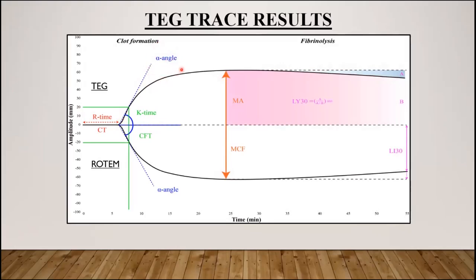This alpha angle is the angle which the tangent makes with the horizontal, and this tangent is drawn at the point of 2 mm amplitude. Then we have the maximum amplitude, which is the maximum vertical height attained by the graph. Next is the LY30, that is the percentage decrease in the amplitude of the graph after 30 minutes of maximum amplitude attainment. And then we have the LY60, that is the percentage decrease in the amplitude after 60 minutes.